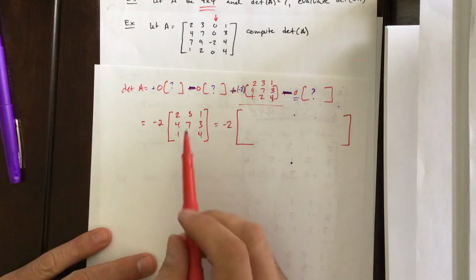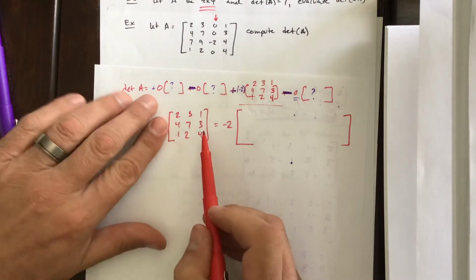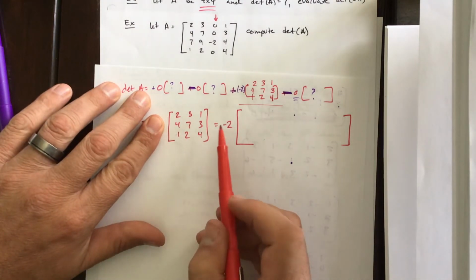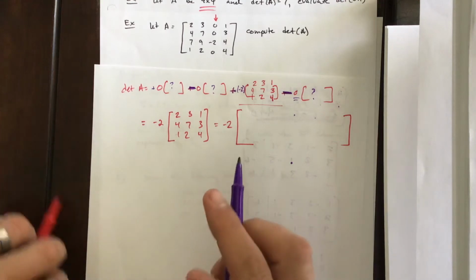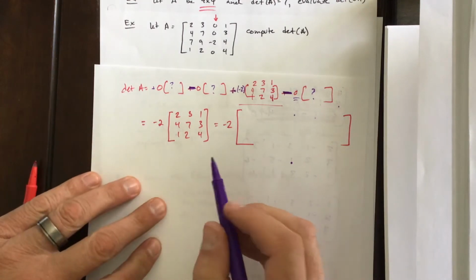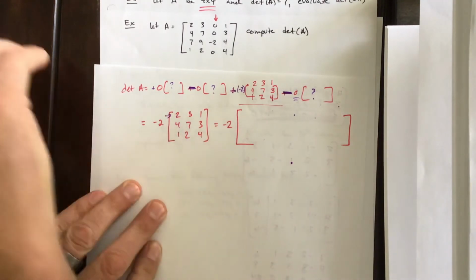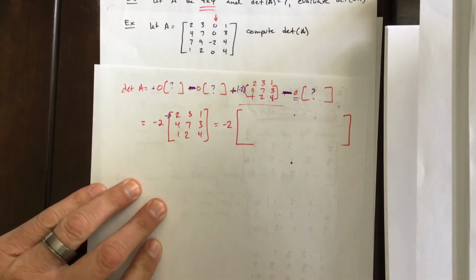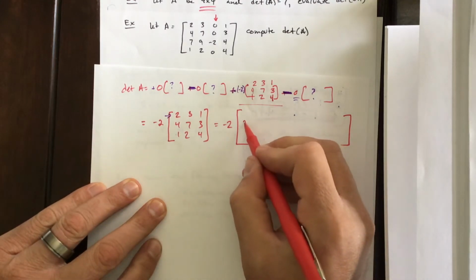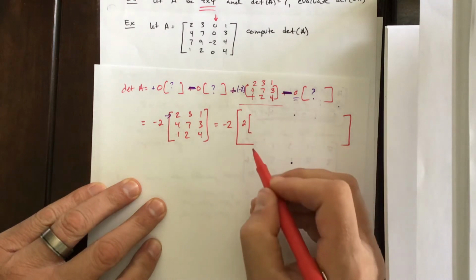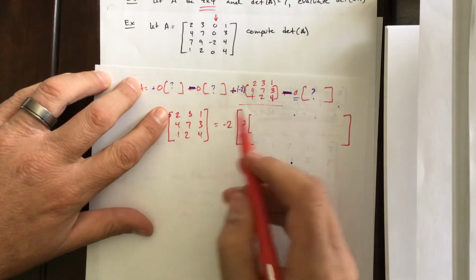We have negative 2 times the determinant of this 3 by 3 matrix. Expand across any row or column you so choose. There's not one that's any better than the other, so when it doesn't matter, I just expand across the top row. So it's a positive 2.